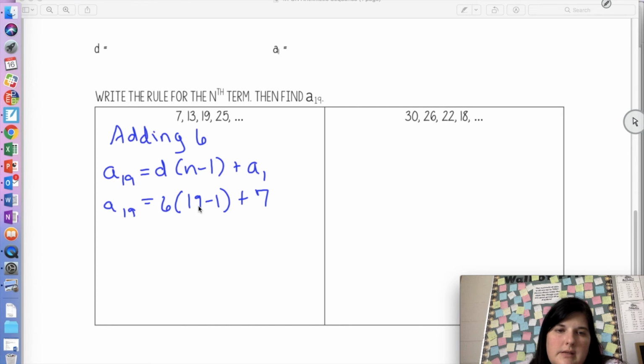So 6 times 19, well, 6 times 10 is 60, and 6 times 9 is 54, and 54 plus 60 is 114. And then 6 times negative 1 is negative 6, and then bring down our plus 7. So 114 minus 6 is 108, plus 7 would be 115.